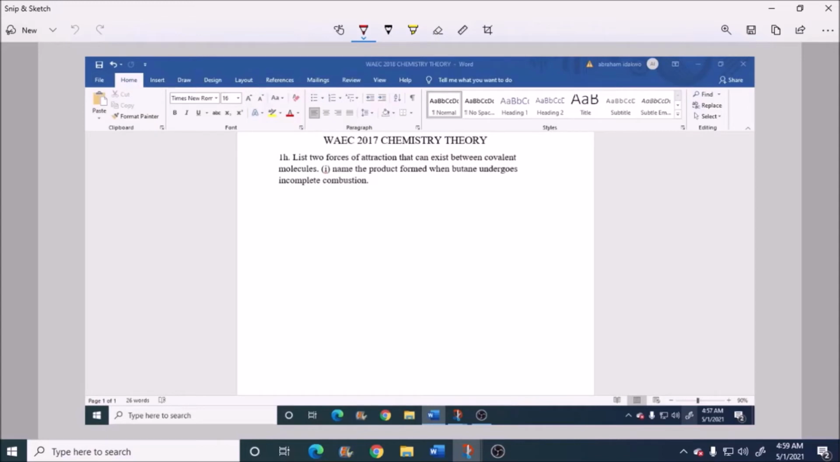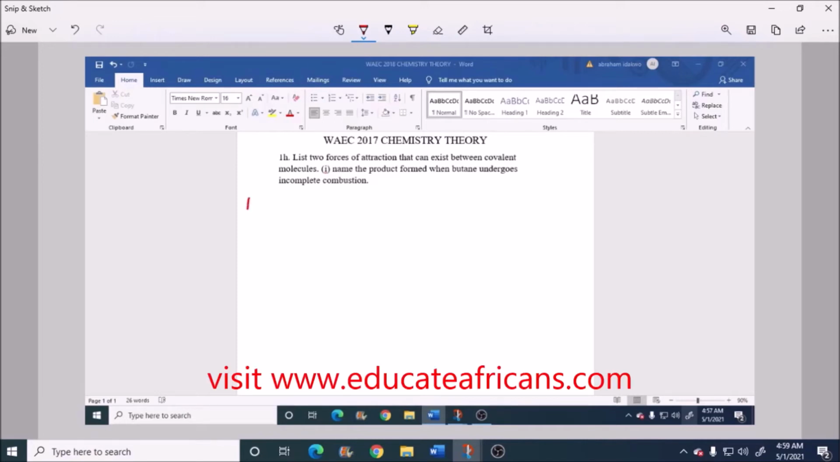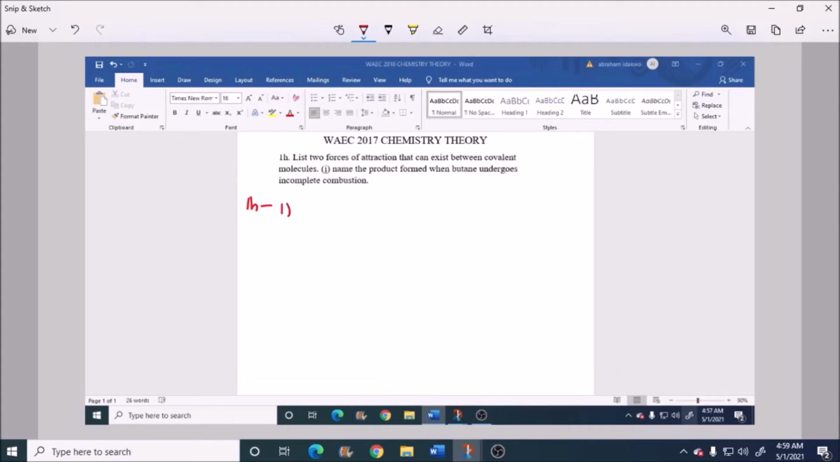So we have question 1H. We are asked for the two forces of attraction that exist between covalent molecules. Number 1, we have hydrogen bonds, which is one of the forces that exists between covalent molecules. Then number 2, we have van der Waals forces.